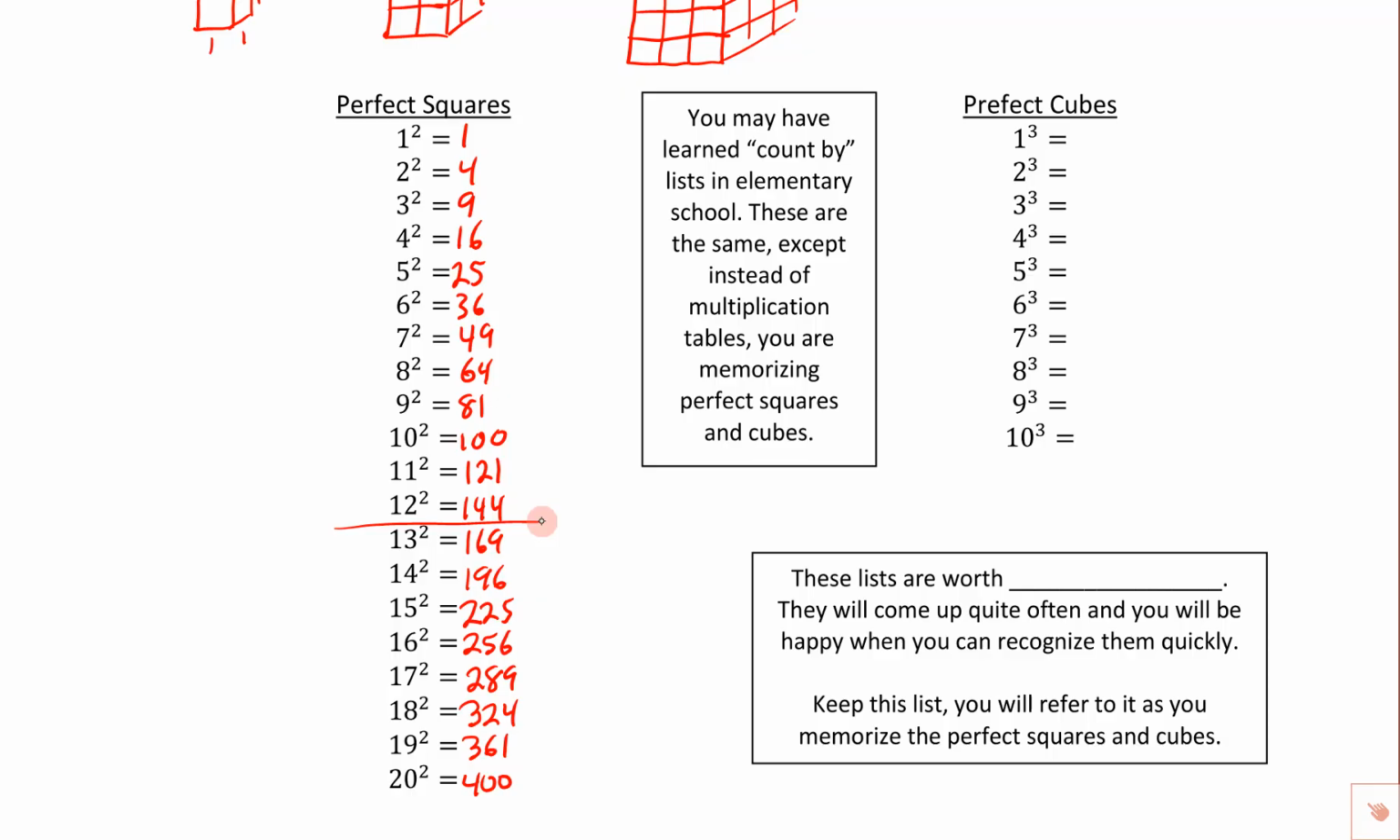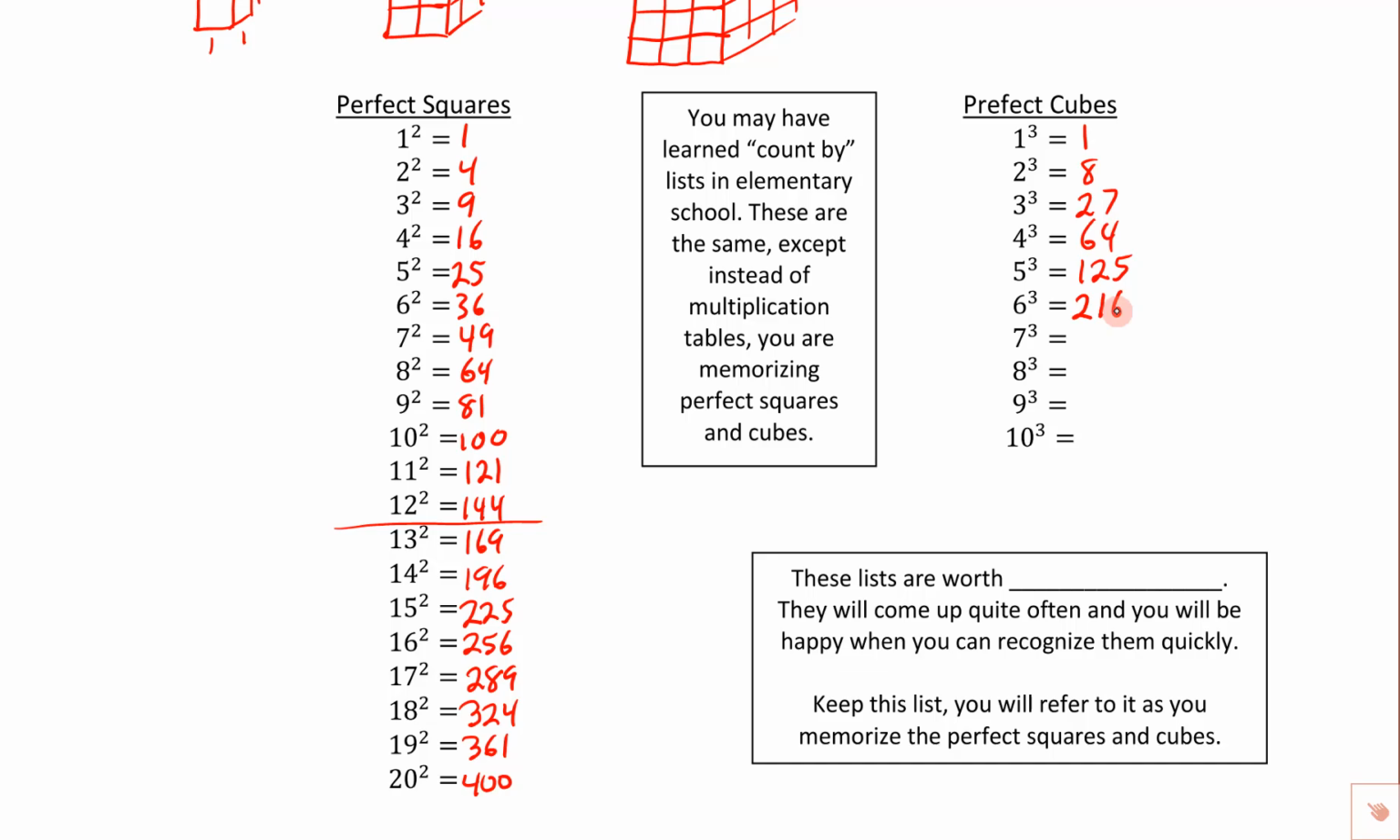Okay, so let's do the perfect cubes. Again, 1 cubed is 1. 2 cubed is 8, 3 cubed is 27, because we'd have 3 times 3 is 9, times another 3 is 27. This was 64, and 5 cubed is 125. Now, these numbers get really big really quickly. So if we did 6 cubed, that is 216.